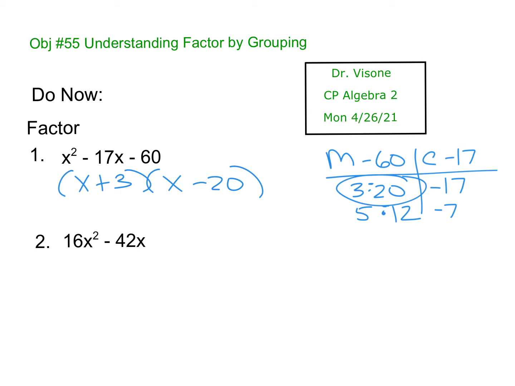And then how do you factor the bottom one? There are x's everywhere, and those are not both perfect squares. 16 is, 42 is not. So that is a GCF. The GCF is 2x. Divide, we get 8x minus 21. Parentheses, GCF on the outside.